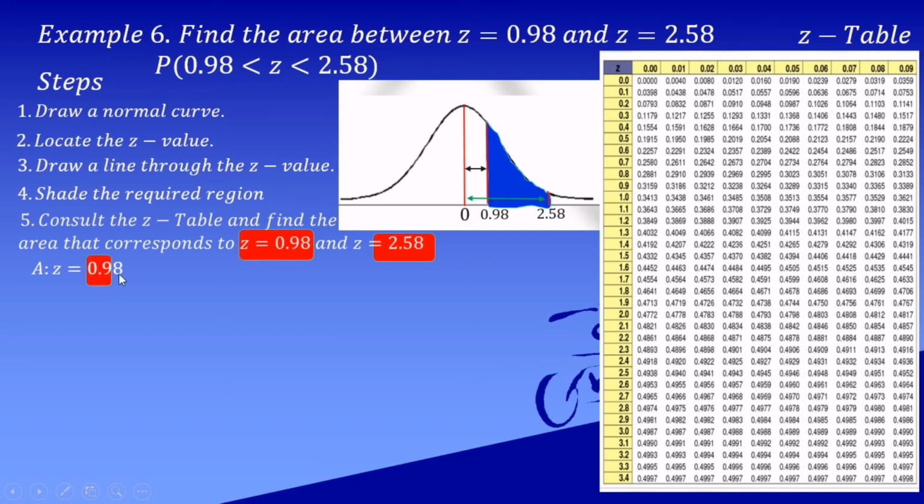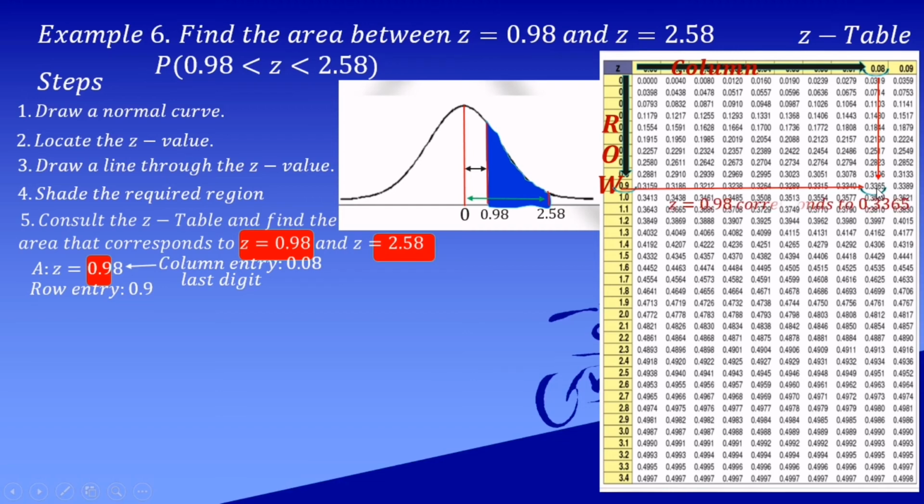Let's find the area of the Z value 0.98. Our row entry is the first two digits, that is 0.9, and the column entry, the last digit, is 0.08. We can see that at the top. That is the column entry, and get the intersection between row and column. So 0.98 corresponds to 0.3365. That is our value from 0 to 0.98.